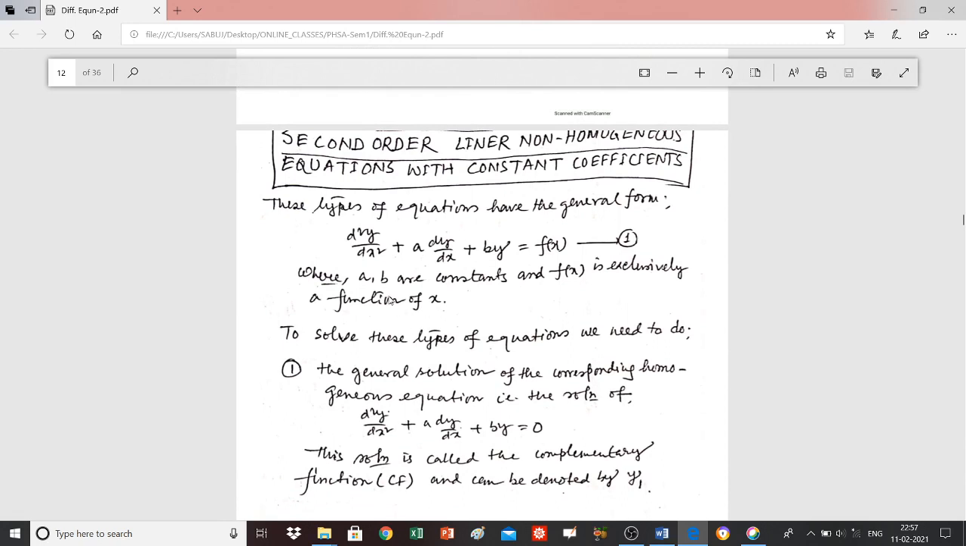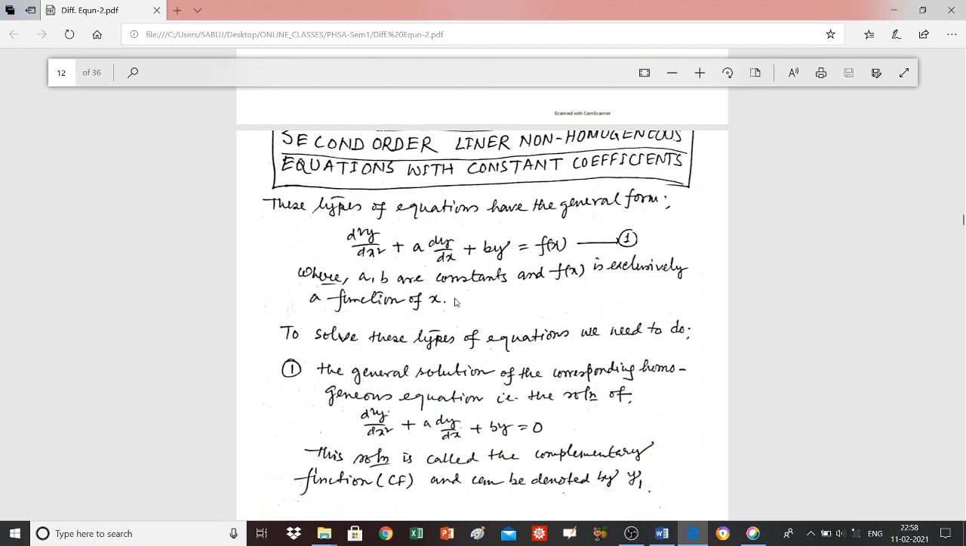Now come to the solution of the second order linear non-homogeneous equation with constant coefficients. You know that the second order homogeneous equation can be represented by d2y by dx squared plus a dy by dx plus by that is equal to 0. If the right hand side is 0, then it is homogeneous, but if it is not 0, rather it is a function of x, then it is called a linear non-homogeneous equation. Obviously the order is 2, so it is a second order linear non-homogeneous equation.